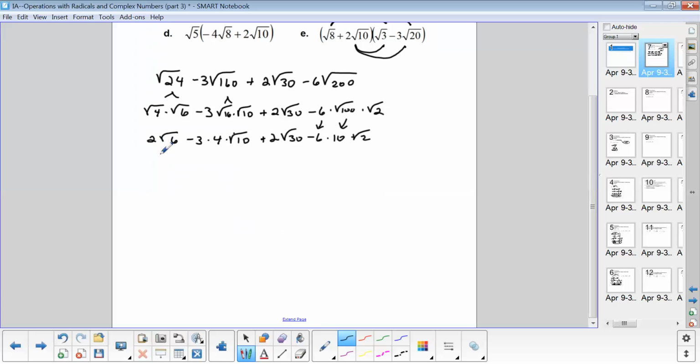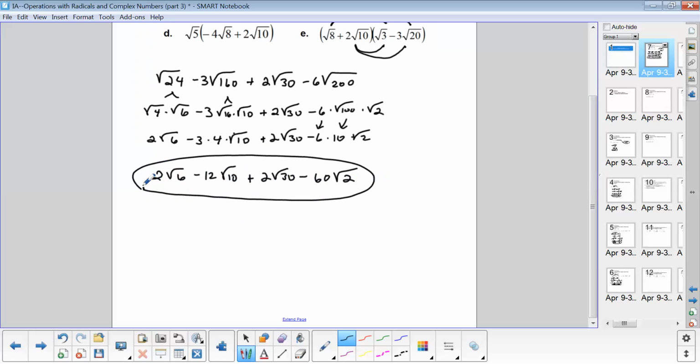So just kind of clean this up a little bit. I've got 2 square roots of 6 minus 12 square roots of 10 plus 2 square roots of 30 minus 60 square roots of 2. I'm looking at square root of 2, square root of 30, square root of 10, square root of 6. Nothing is alike, so I'm finished.